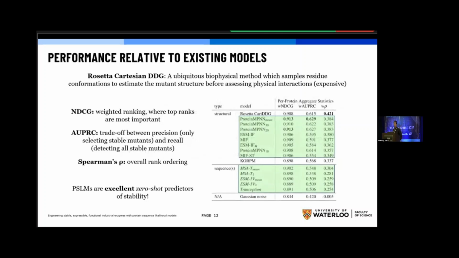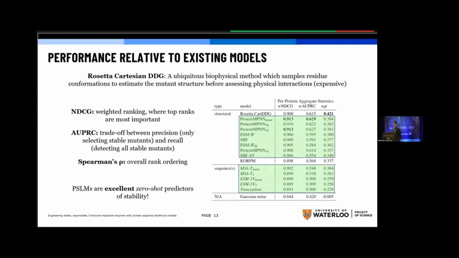So, for example, Rosetta Cartesian DDG is a simulation method where you try to explore the different conformations that residues can take on and understand, using a force field, how the residues interact on average throughout these different conformations. It's a very rigorous method and it's quite accurate and trusted, but it's trained on a limited amount of data. The same data that most models are trained on, and it's very limited.